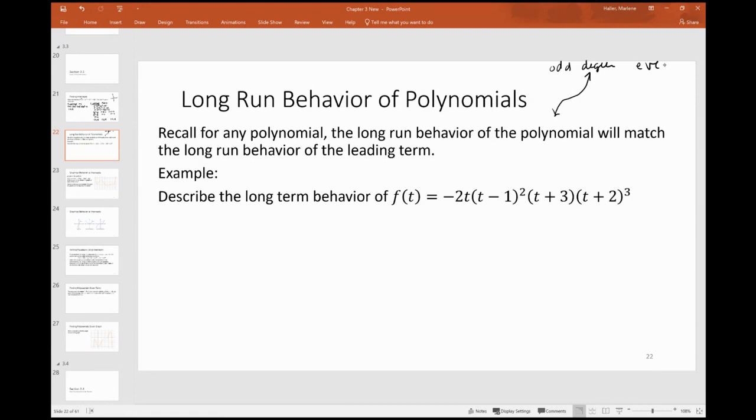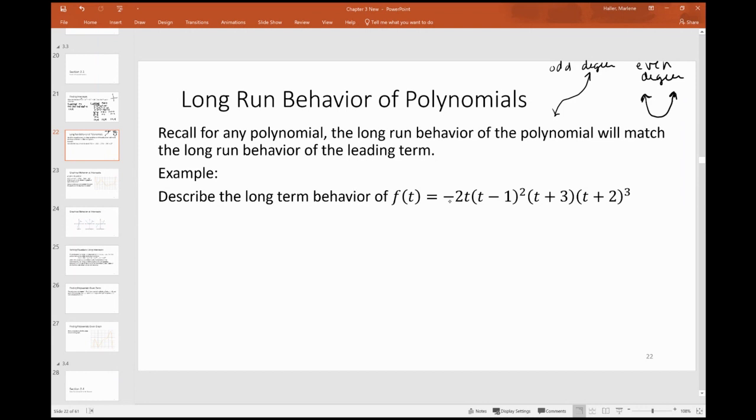And even degree polynomials will resemble the quadratic function. There can be all kinds of stuff happening in the middle, but the end behavior is going to look just like the quadratic function. As x approaches negative infinity, y approaches positive infinity, and as x approaches positive infinity, y approaches positive infinity. So all we need to know is the degree of the polynomial and the sign of the leading coefficient, because it will look like this unless it's being reflected.